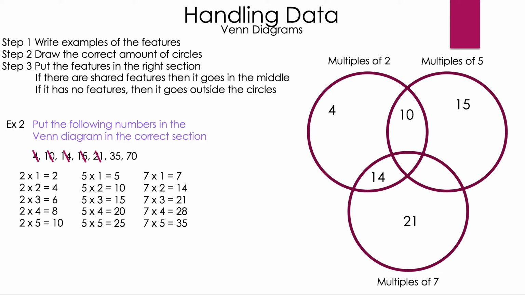Cross off 21, put it into the multiples of 7. Next is 35, put it into the shared section of multiples of 7 and 5. And finally cross off 70. And since it's all 3, it goes into the middle. And now we are done with this question, and that's your final answer.